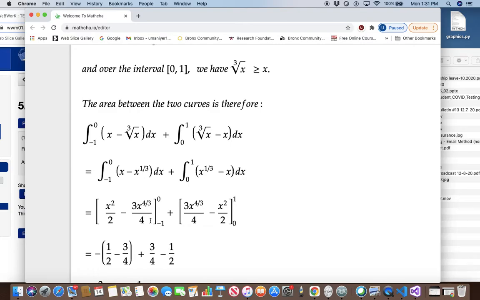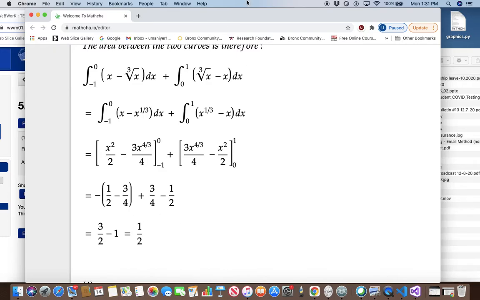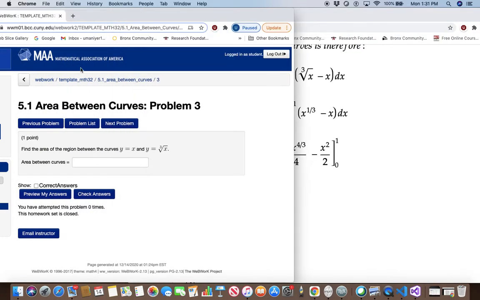Now it's a simple matter of finding antiderivatives. This is standard material. You take antiderivatives and evaluate at the limits. Notice 0 is unnecessary because substituting 0 gives you 0. All you need to do is substitute 1 and negative 1. Finally, the answer I get is 1 divided by 2, one half.